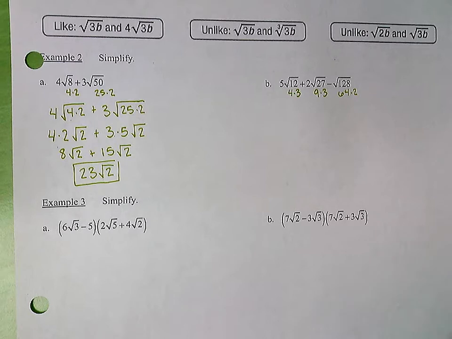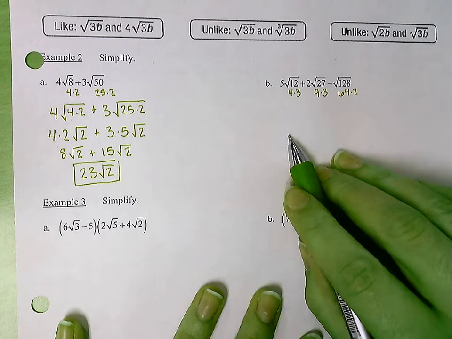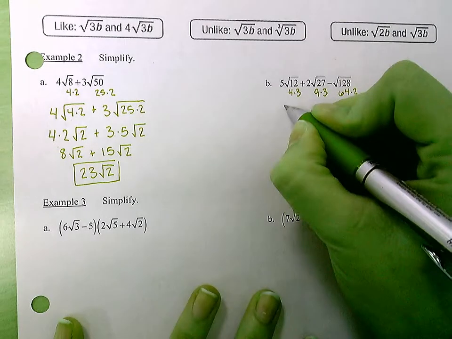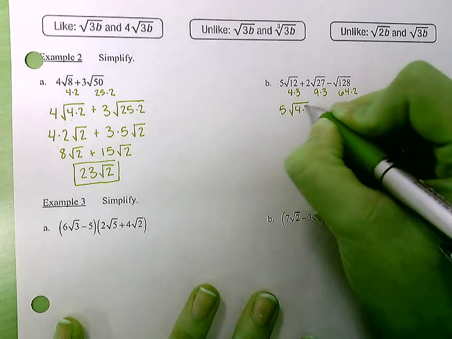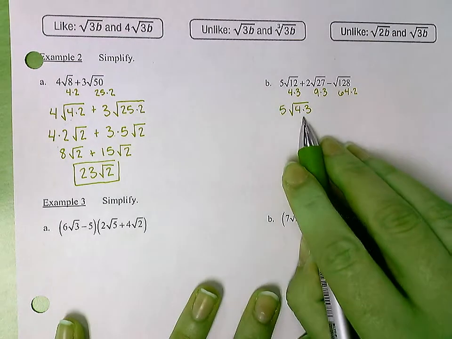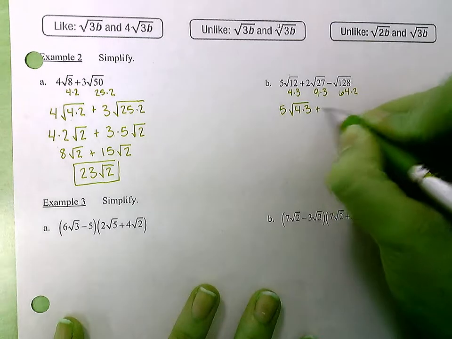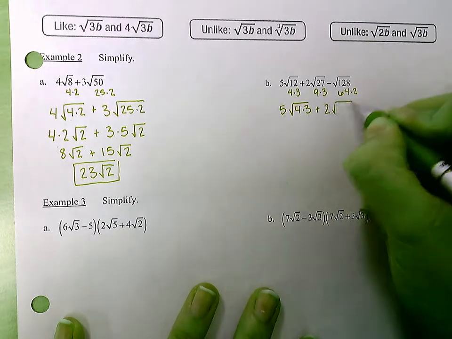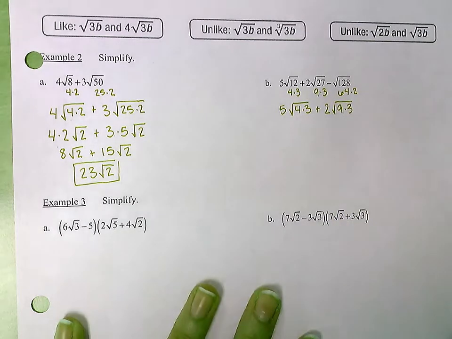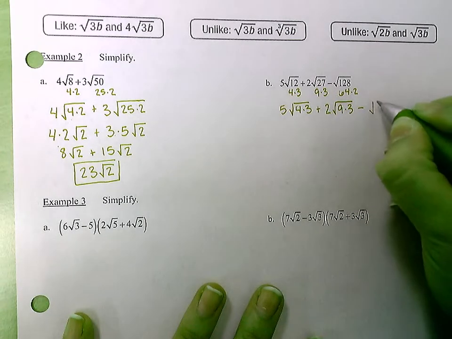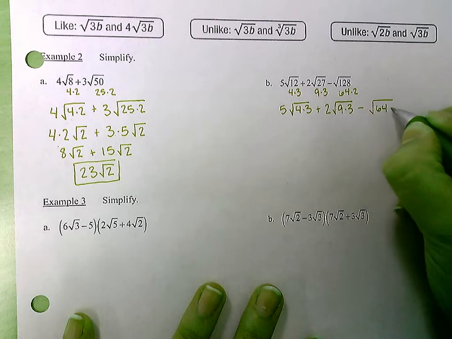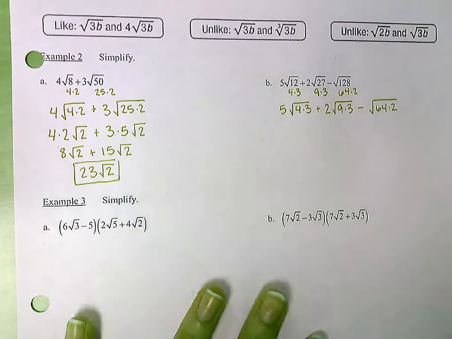All right, so next I'm going to rewrite this. So I'll have 5 times the square root of 4 times 3, because that's still 12, plus 2 times the square root of 9 times 3, again that's still 27, minus the square root of 64 times 2.